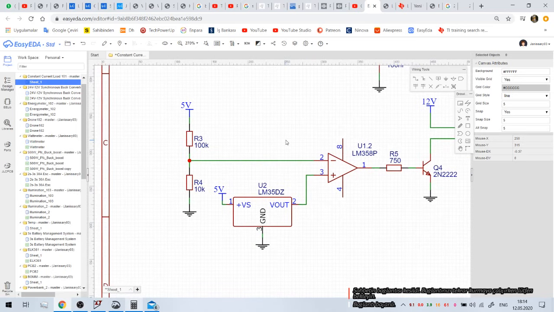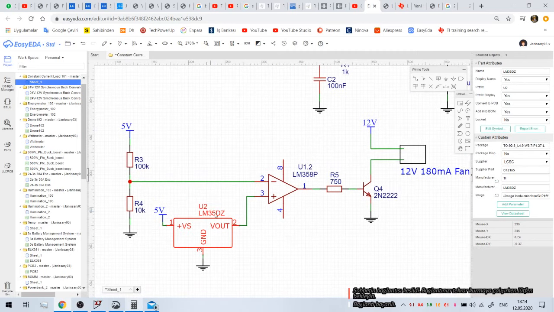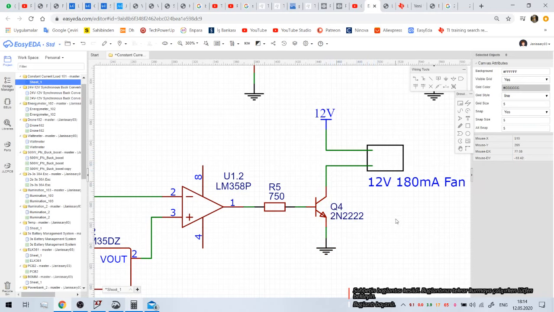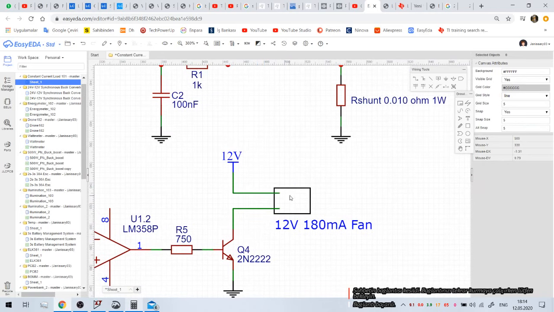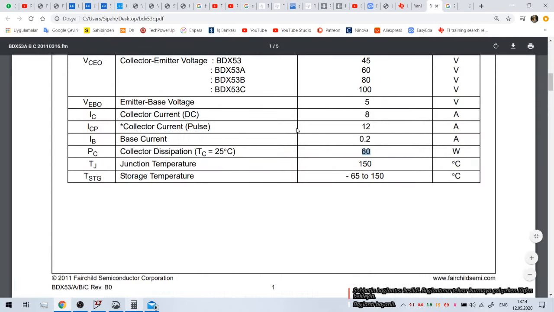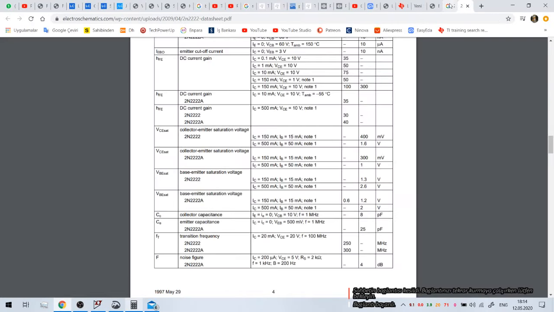Yes, you can see if the temperature is more than 45 centigrade degrees, this op-amp voltage will increase, and this transistor base current increases, and this collector current increases, so the fan is blowing. But there are some considerations, I can say.